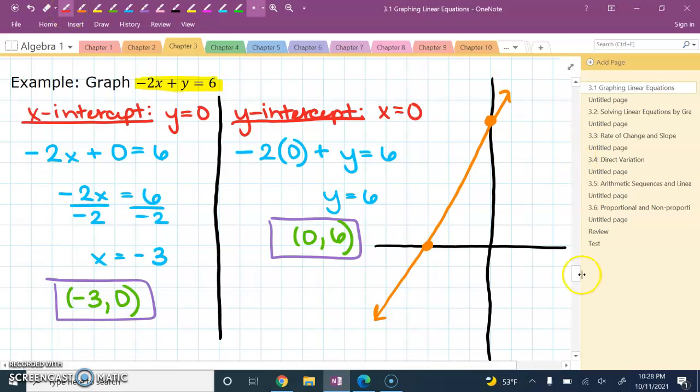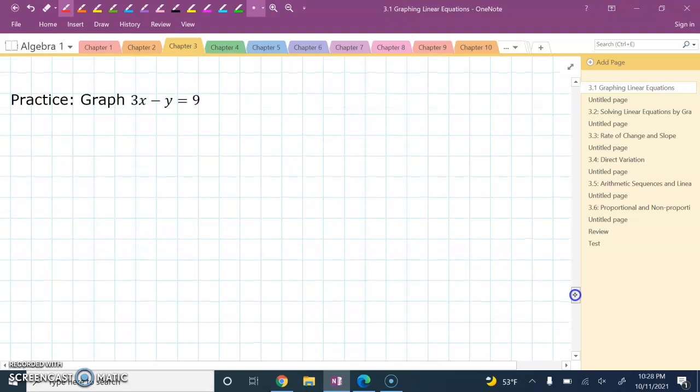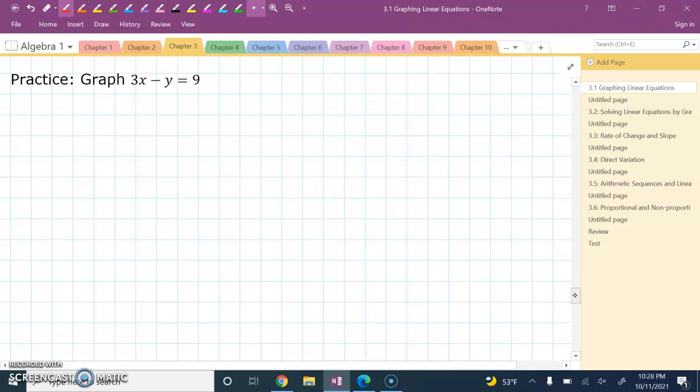So I want you guys to take a look at this problem. Go ahead and pause the video and give this one a try by finding the x and y intercepts and then graphing it. And when you're ready to see the solution, go ahead and resume the video.